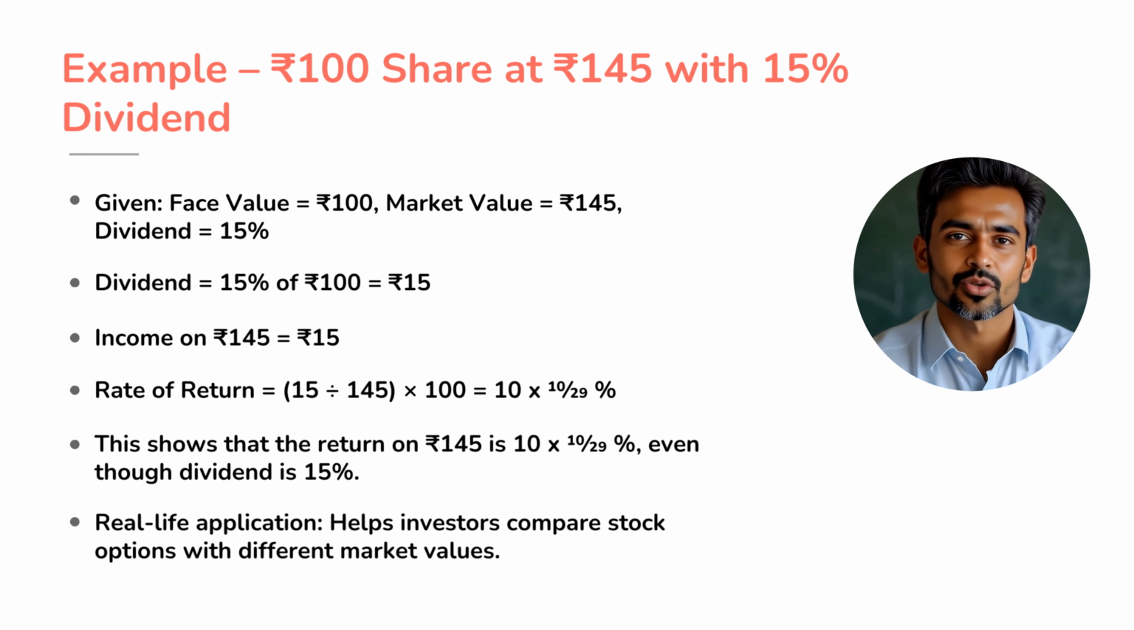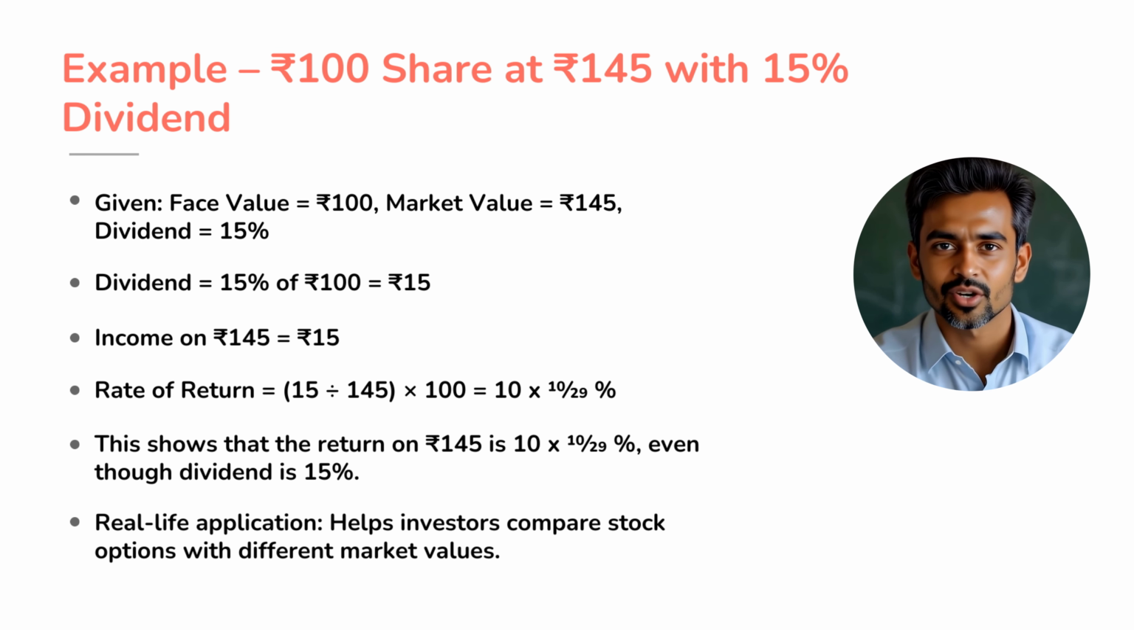Alright, let's walk through a complete example for clarity. You are given face value is 100 rupees. Market value is 145 rupees. Dividend rate is 15%. First, we calculate the dividend. 15% of 100 rupees is 15 rupees per annum. Next, since the investor paid 145 rupees, their income on 145 is 15 rupees.